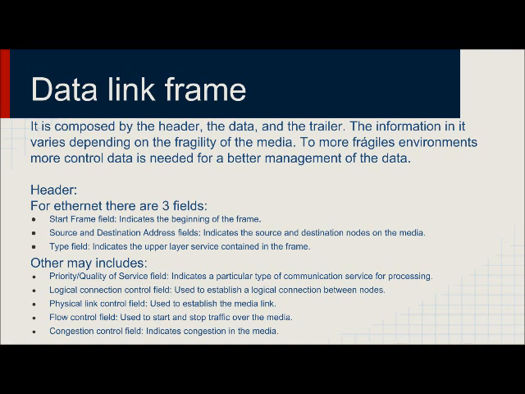The header. For Ethernet there are three fields: a start frame field, source and destination address fields, and a type field. Other fields may include the priority quality of service field, which indicates a particular type of communication service for processing. Logical connection control fields are used to establish a logical connection between nodes. Physical link control field, used to establish the media link. Flow control field, used to start and stop traffic over the media. Congestion control field indicates congestion in the media.